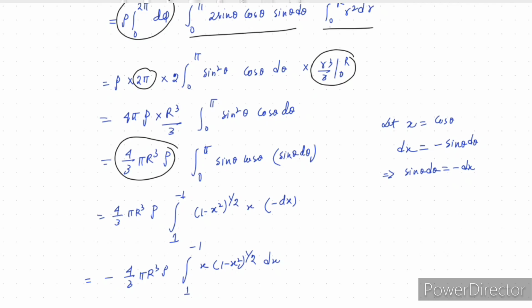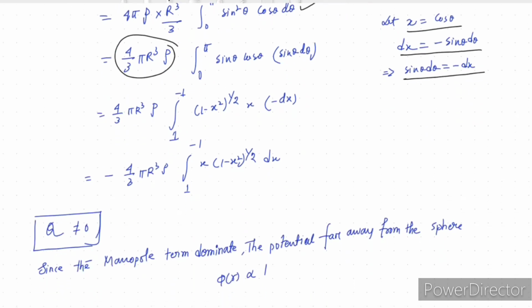For simplifying this integration, let us take x equals cos theta, so dx equals minus sin theta dtheta, so sin theta dtheta equals minus dx. Let's substitute this value and the integration looks like this: from 1 to minus 1, x times (1 minus x square) to the power half dx. It has a constant value, which is not equal to 0.